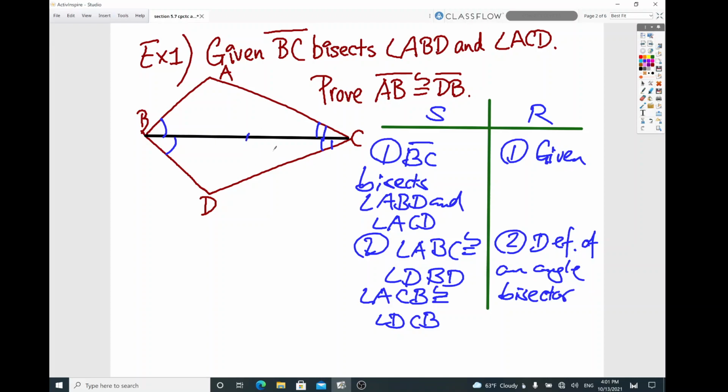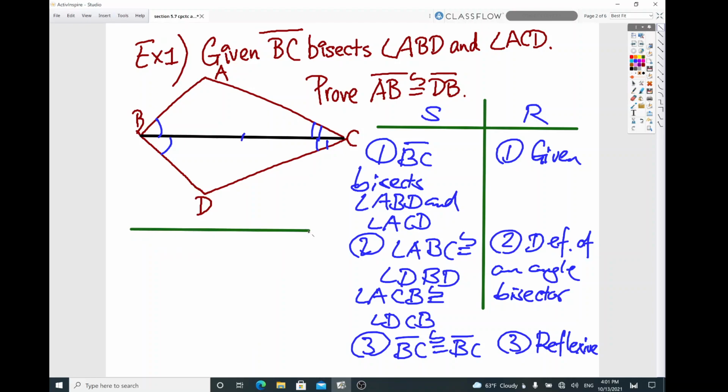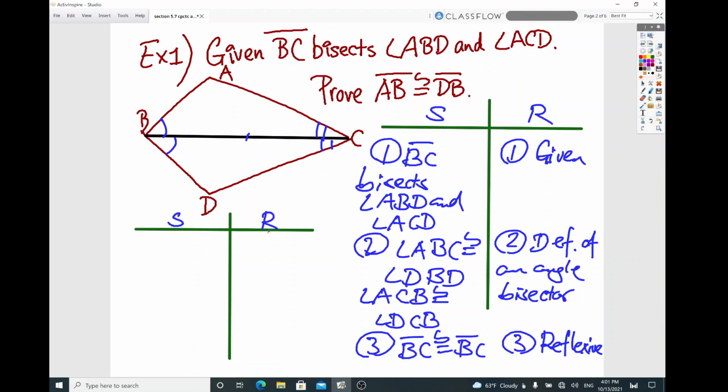And one thing we notice for these two triangles is that segment BC is what they share in common. So segment BC is congruent to segment BC by the reflexive property of equality. Continuing with the proof, statement number 4: we can show that triangle ABC is congruent to triangle DBC, and the reason for that is angle-side-angle.